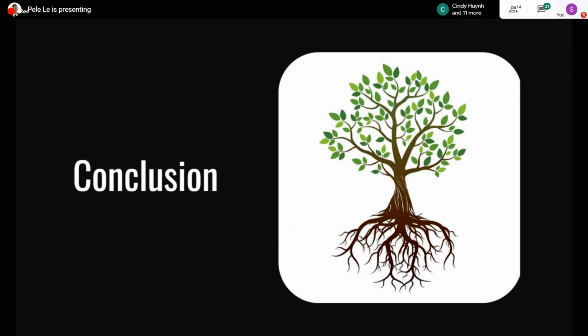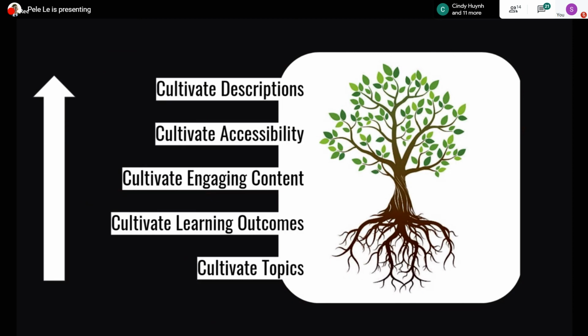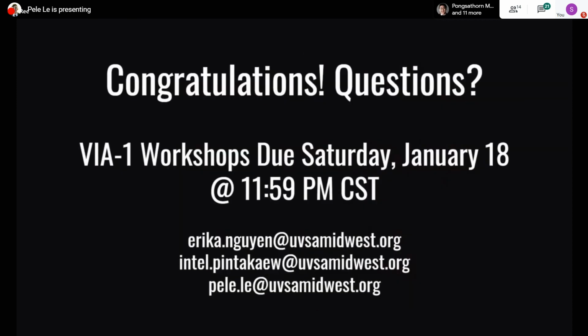But key things to remember, if you have troubles creating a workshop, think about these five different things and where to start: cultivating a topic, cultivating a learning outcome, engaging content. Think about accessibility, making sure it's highly engageable. And then making sure your outward-facing content is curated and very relevant to what you're actually teaching. And if you forget, just remember the analogy and metaphor of the tree. But again, thank you for joining us.